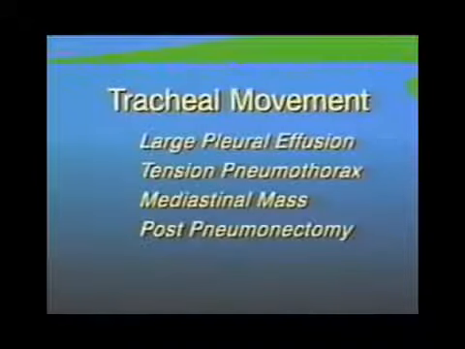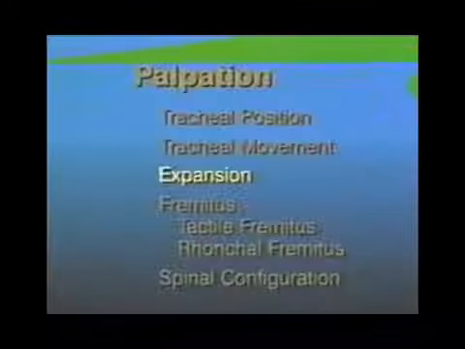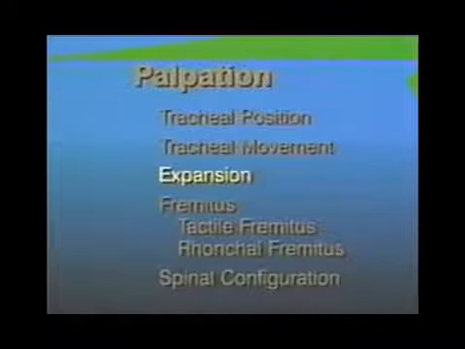Disease processes which may alter tracheal position include a large pleural effusion, tension pneumothorax, mediastinal mass, or postpneumonectomy. Assess the degree and equality of thoracic expansion. Measure diaphragmatic movement by placing your hands at the lower edges of the rib cage. Slide your hands toward midline until your thumbs touch. Note thumb diversion after maximum expiration and maximum inspiration. Thumbs should separate evenly about 6 to 8 centimeters.